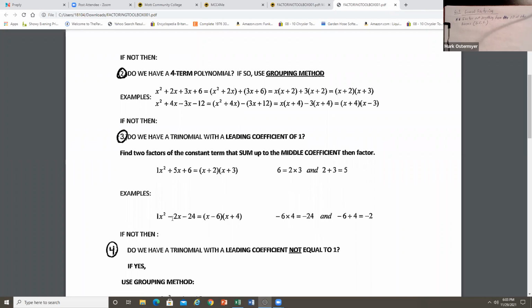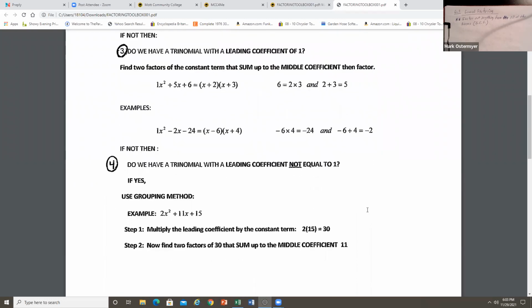Another example, x squared minus 2x minus 24. I need 2 factors of negative 24 that sum up to negative 2, my middle coefficient. The only ones that work are negative 6 and 4. Being the case, this trinomial factors immediately into x minus 6 times x plus 4. Those are the easy types of trinomials. Those are section 6.2.